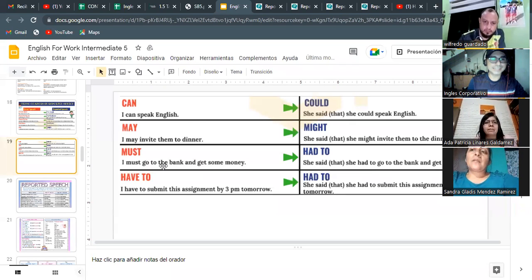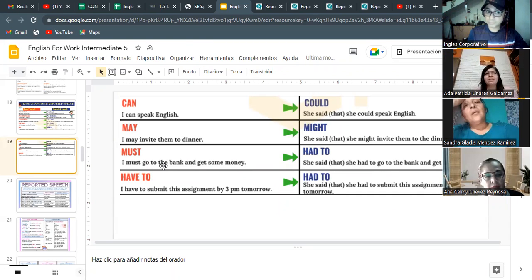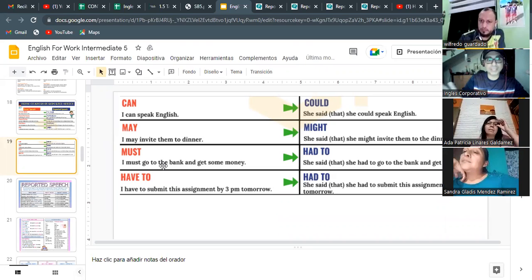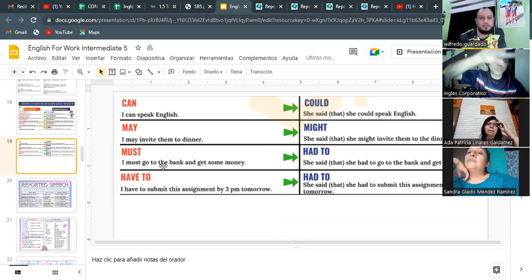Questions, my friends? Anybody? Always you see can change to could. Yeah. That is the rule. Change can to could in reported speech, remember. When you change direct speech into reported speech. So everything that we're checking here is direct speech when you transform it into reported speech.